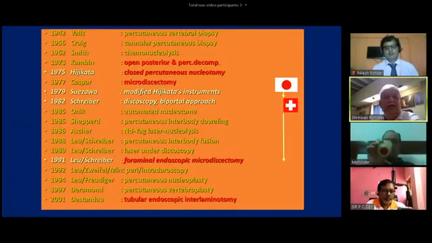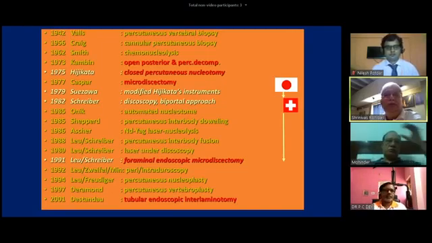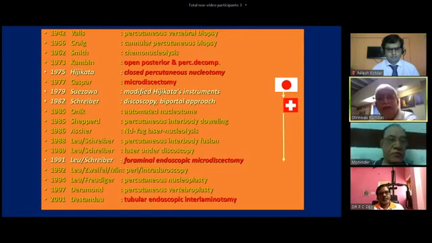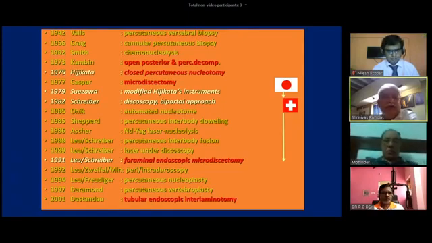This is a little bit about the history. In 1973, Kambin mentioned the posterior approach. Loy mentioned the foraminal approach in 1991. Actually Dr. Destandau started this technique in 1993, but he came out of Europe around 2001-2002.